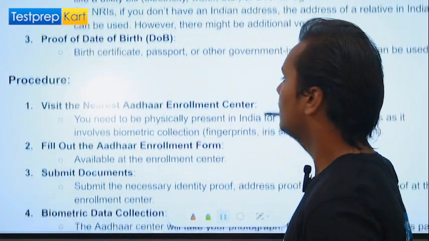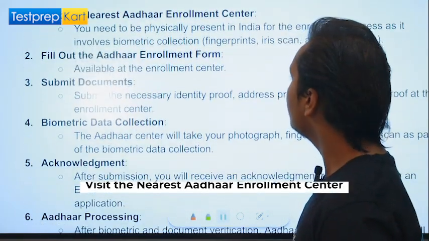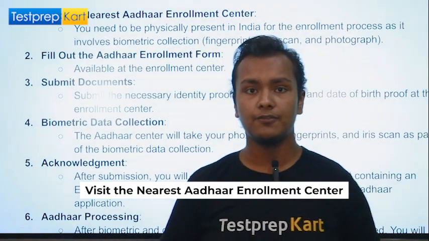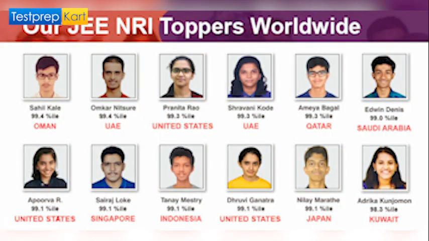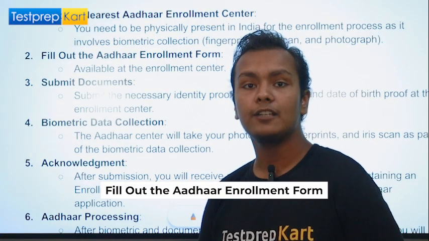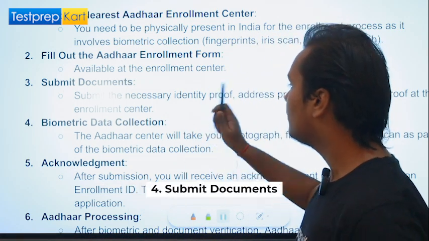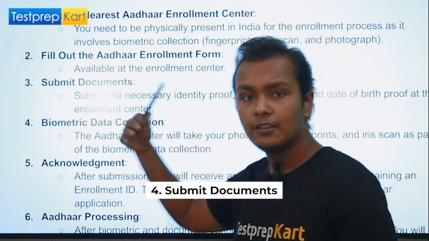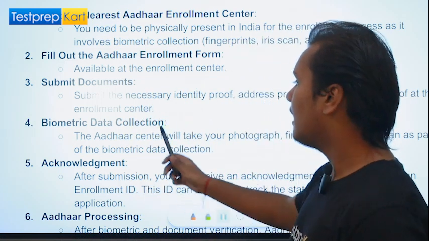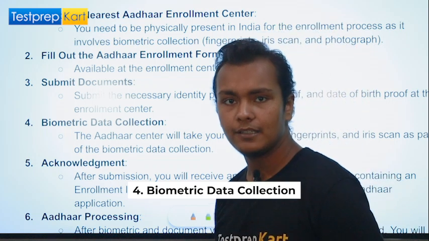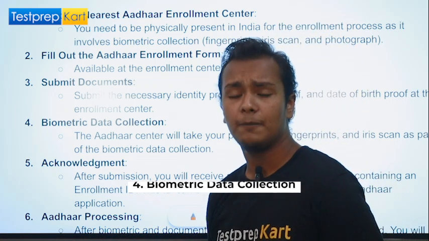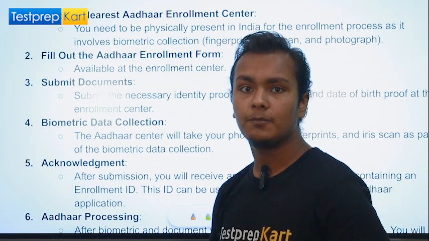For the procedure to enroll for Aadhaar, as I already mentioned before, you should be physically present in India at the Aadhaar enrollment center. And the second thing, you need to fill in the Aadhaar enrollment form. Your father's name, your date of birth, and other details should be mentioned in the form. After that, you have to submit the documents which I already mentioned in the above points. And after that, the biometric data collection would be done at the Aadhaar center. Your iris scan and your thumbprint would be taken at the Aadhaar enrollment center.